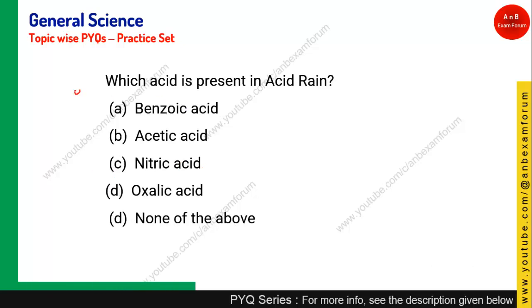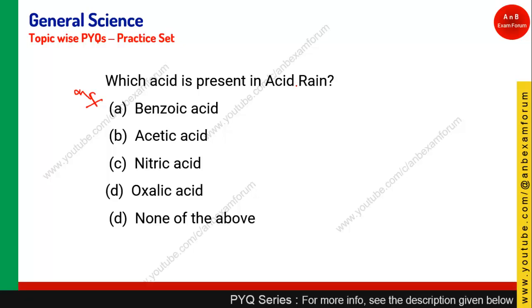The next question, again I am marking it, is very important. Which acid is present in acid rain? Okay, so you know acid rain is basically the rain having acid. So what are those acids? Students, you just remember there are two acids formed because of the pollution, because pollution contains nitrous oxide and sulfur dioxide, because of which two acids are generated. One is nitric acid and the other is sulfuric acid.